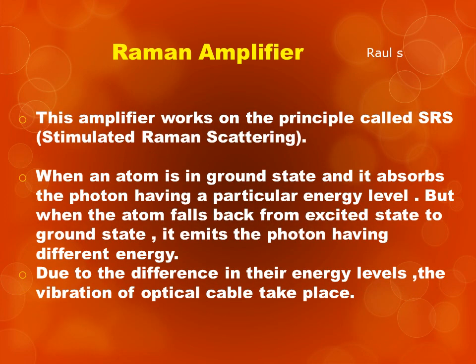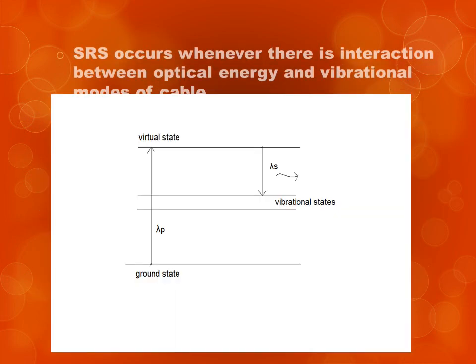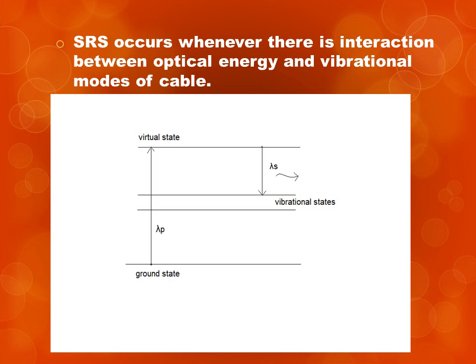Raman amplifier. This amplifier works on the principle called stimulated Raman scattering. When an atom is in ground state and it absorbs a photon having a particular energy level, but when the atom falls back from excited state to ground, it emits a photon having different energy. Due to the difference in their energy levels, the vibration of optical cable takes place. SRS occurs whenever there is interaction between optical energy and vibrational modes of cable.